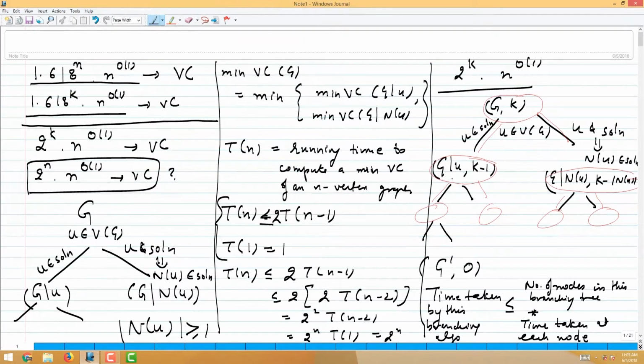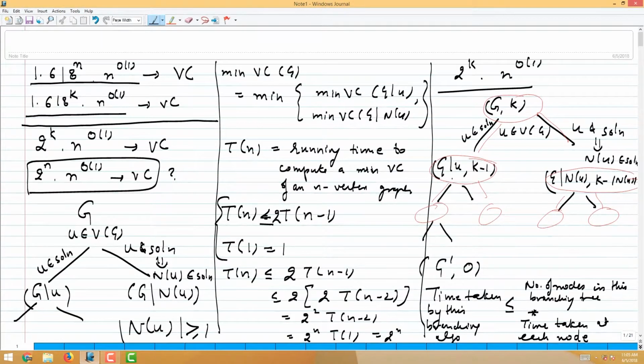So now again, at every node, look at the node corresponding to G minus u comma N, k minus 1. Again, you are checking if there is a vertex in this graph which has degree at least 1, you will branch. Suppose you don't get a vertex of degree 1, you don't have to proceed further in the branch then.